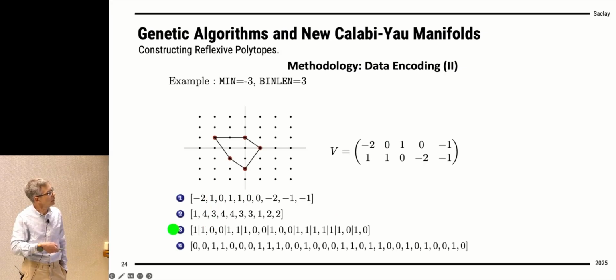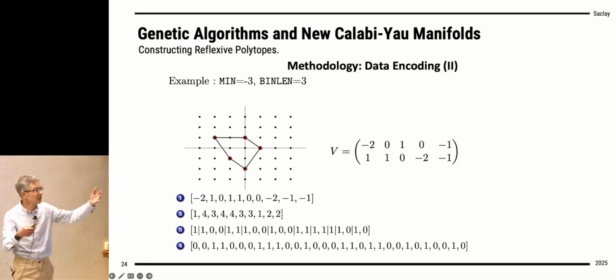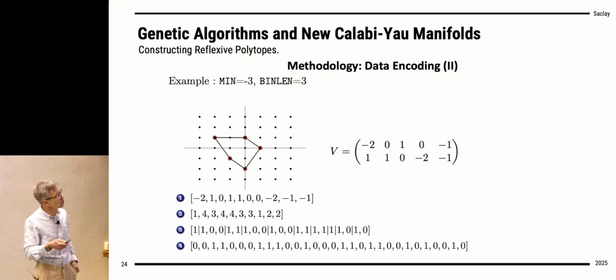Turn them into binary, and then you have to make them all of the same length. So obviously this number here, 1, is this 1. So this is the bin length. So the maximum here would be something that's 7. So 0, 0, 1, and so on. And this is your input data. And then you choose a population of, let's say, 100 of these polytopes. And then you go through the evolution of that until you've constructed a set of reflexive polytopes.